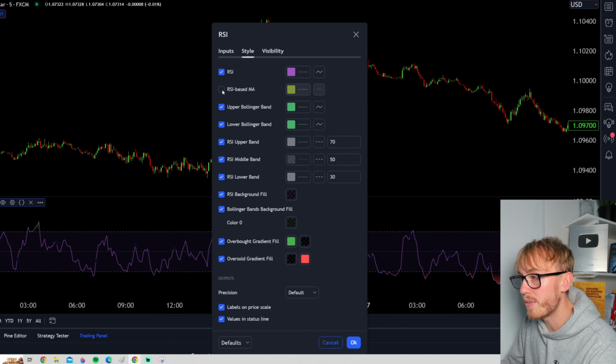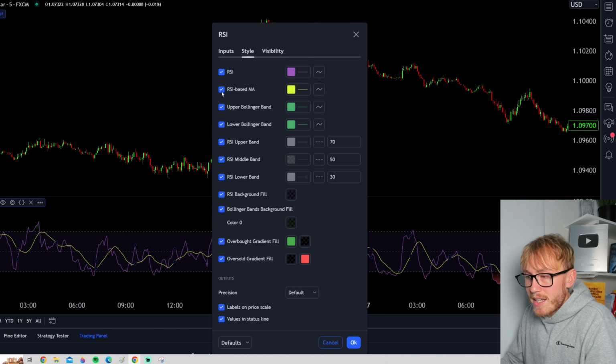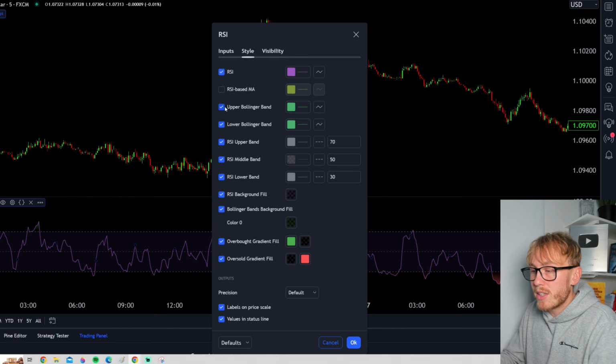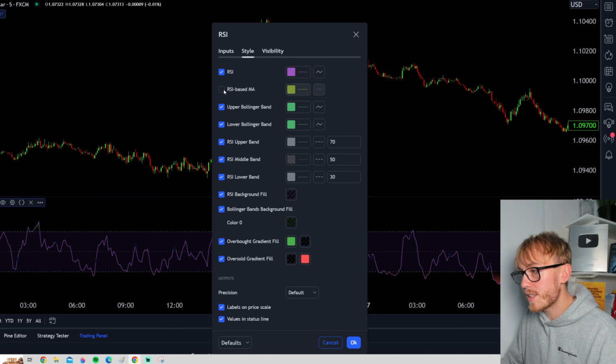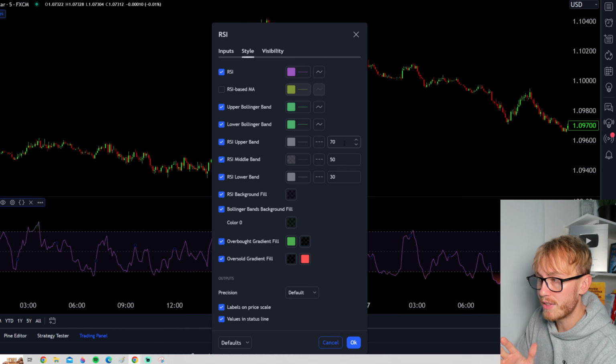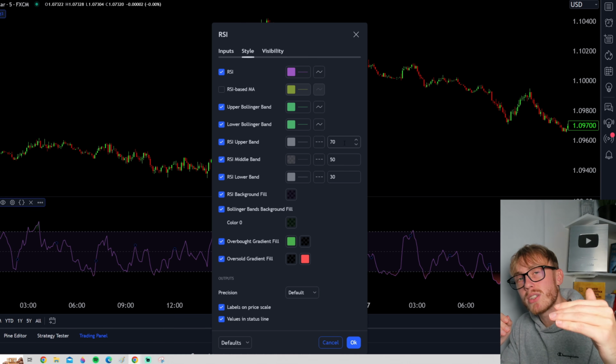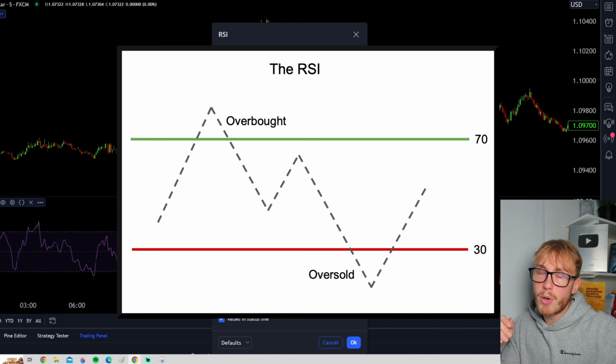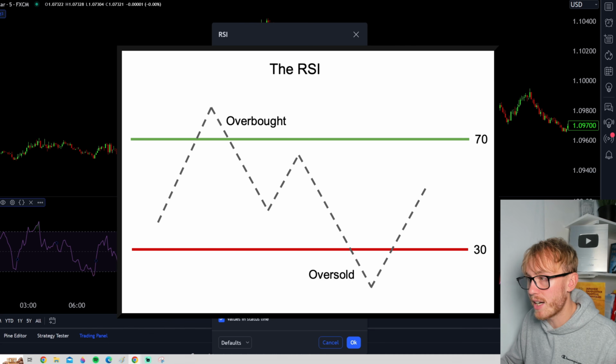As always, we have the RSI based moving average unchecked, because the moving average in many cases just makes the chart more cluttered and noisy. So let's keep this one unchecked. But what you can do here, remember from earlier in the video, we talked about that using the RSI indicator as an overbought and oversold indicator is many times not actually a good idea.